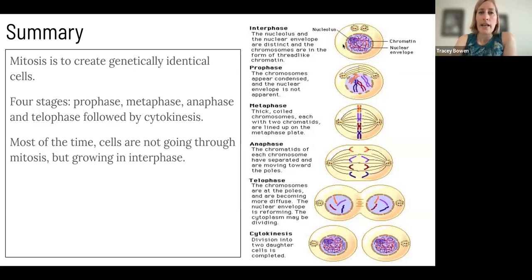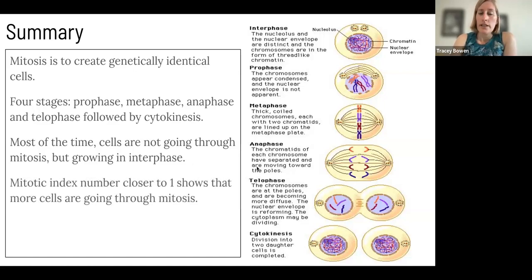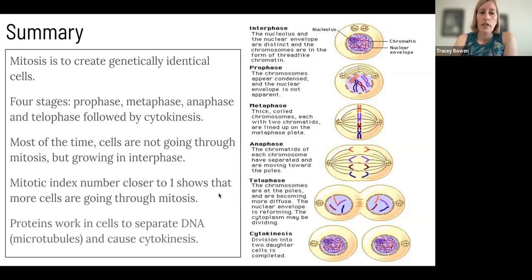So about 80% of the time, cells are chilling out in interphase, just growing. The mitotic index, if it's closer to 1, shows that more cells are going through mitosis. And proteins work in cells to separate DNA through the microtubules, and that's going to cause cytokinesis. So if you're SL, you can stop here, but if you're HL, there's a bit more that you need to know.